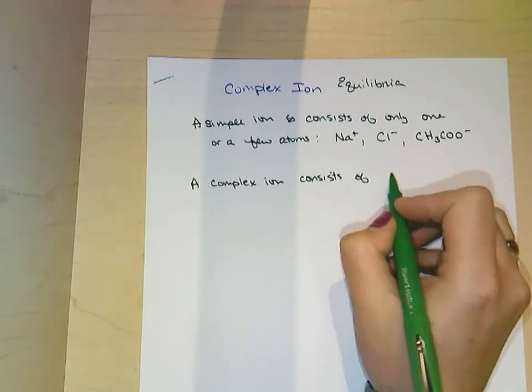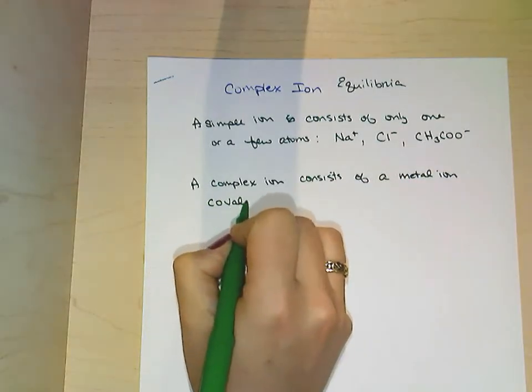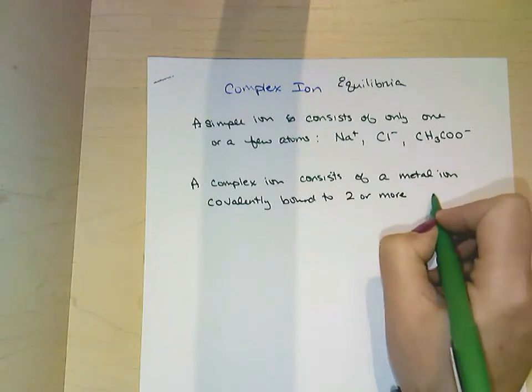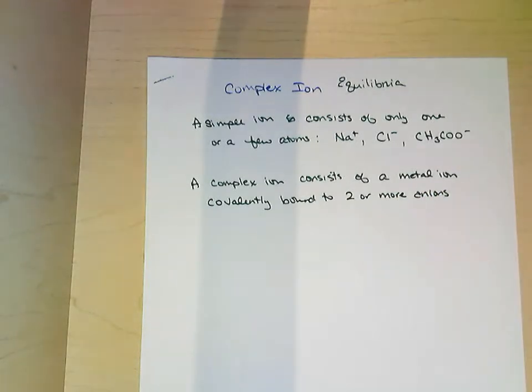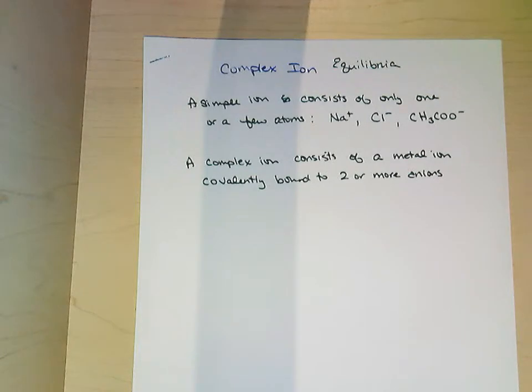So a complex ion consists of a metal ion covalently bound to 2 or more anions. Why would a metal choose to stick to an anion? Let's back up. An anion has what charge? Negative charge. Transition metals are typically positively charged, right? If you're thinking across the middle, we usually deal with positively charged metals. So we're going to stick them to negatively charged anionic groups.